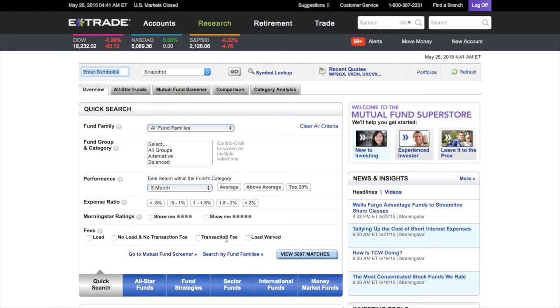A transaction fee, let's say you get a mutual fund, you put in $1,000 and you say, hey, I'm just going to put in $100 a month. Now pay attention to it. A transaction fee is when you go to buy more shares, it's going to charge you $10. So at the end of every month, you get charged $10 when you put your money into the mutual fund. No load, load waived, means that the load is waived.